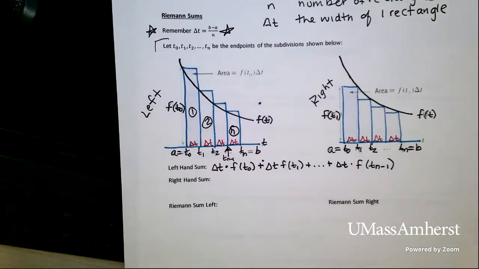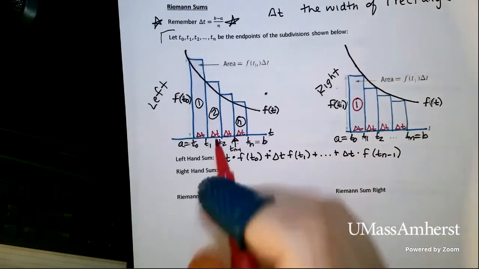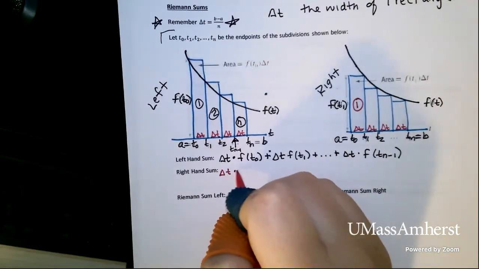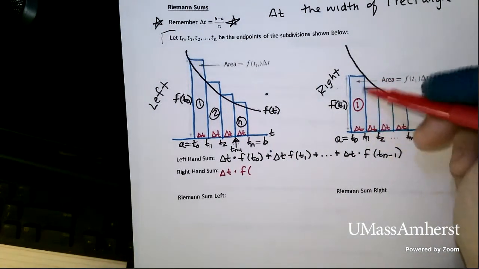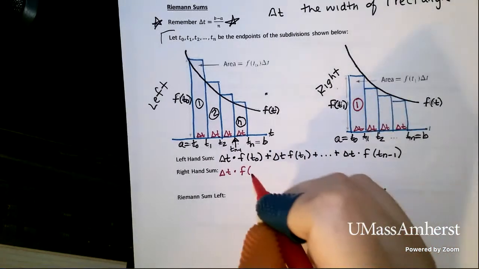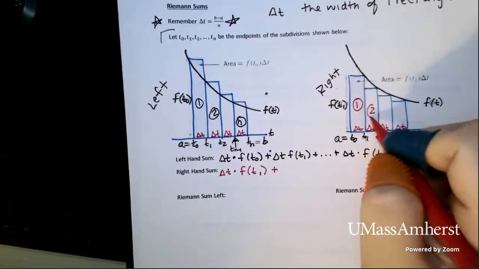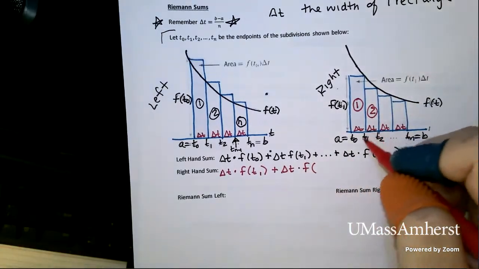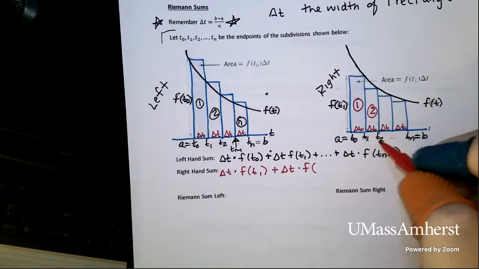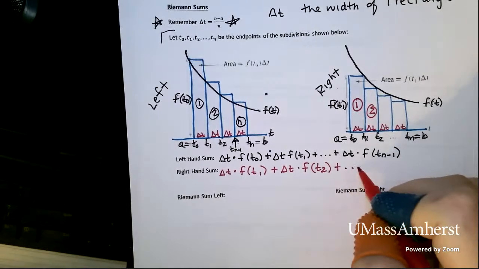Okay, now if we do the same thing for the right-hand estimation, let's look at this first rectangle. So again, the width is delta t, and now the height we get by plugging in t sub 1, right? The right hand of the 2 points. So delta t times f of t sub 1 plus, now the second one, delta t times f of t sub, now again, we're choosing between t sub 1 and t sub 2. We pick the one on the right, f of t sub 2 plus dot dot dot plus.